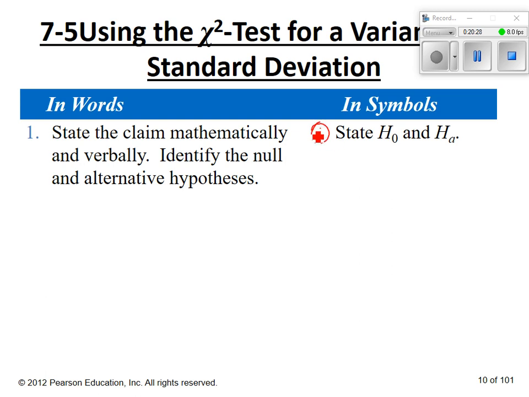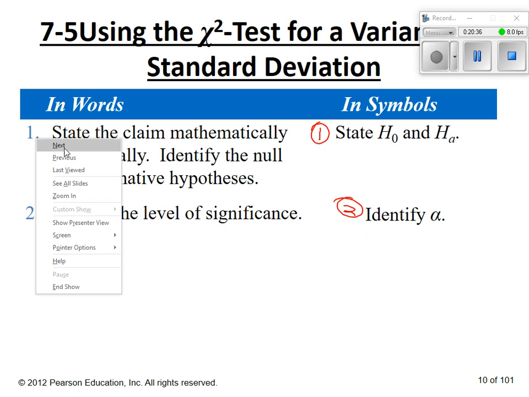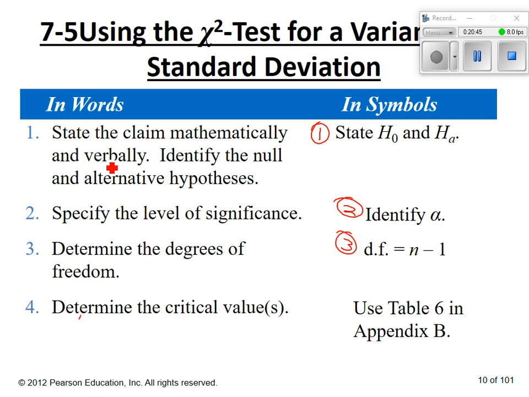Still, state your H0 and your HA. Number 2, figure out what your level of significance, your alpha, is. Number 3, find your DF, your degrees of freedom, n-1. Number 4, this time we use a different table. This time we use the chi-square table.